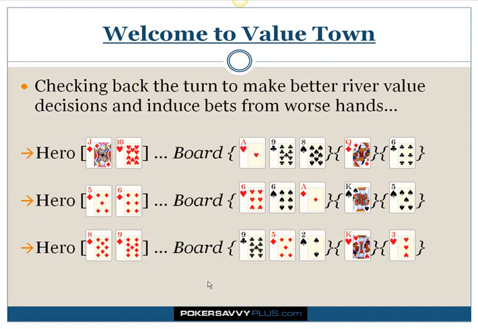Quite often in these situations, we have a hand which we're likely to get 2 streets of value with, but it's going to be hard to get 3 streets of value, and we need to decide which street is best to get value on. In these situations, the best street for us is to actually try to get value on the river rather than on the turn, because the turn is actually going to fold out a lot of worse hands.